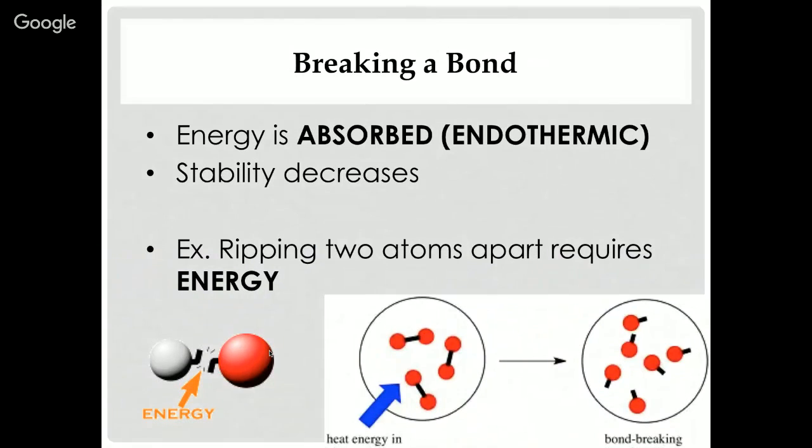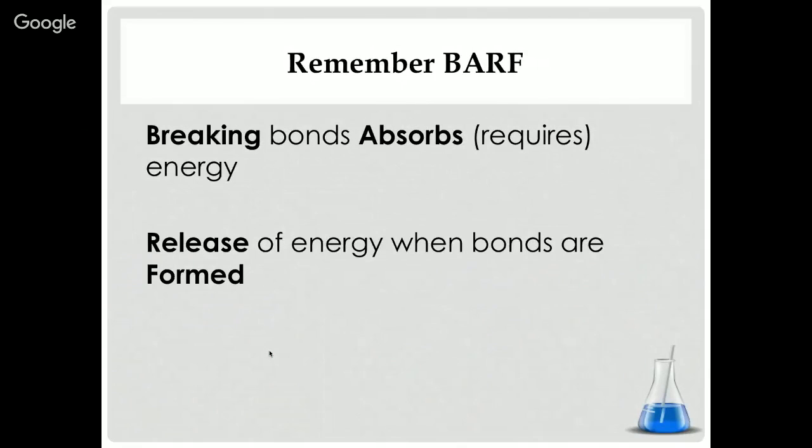Breaking a bond: when we break a bond, energy is absorbed. That's an endothermic process, and because of that, the stability decreases. A good example would be ripping apart 2 atoms, which requires energy. An easy way to remember that is BARF: breaking bonds absorbs energy, and releasing is formed.